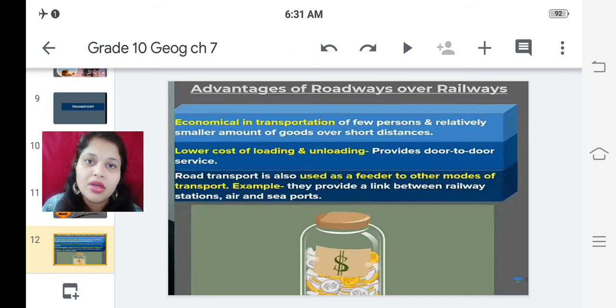अगर आपको क्रूज़ पे ट्रैवल करना है, उसके लिए आपको पोर्ट पे या सी पोर्ट पे जाना होगा, तो वहाँ तक आप कैसे जाओगे? उड़ के जाओगे? नहीं, आपको रोड पे ही ट्रैवल करके वहाँ तक जाना है. सो रोड इज़ अ लिंक बिटवीन द अदर मोड्स ऑफ ट्रांसपोर्ट. Okay, for example, they provide a link between railways, airways and seaports.